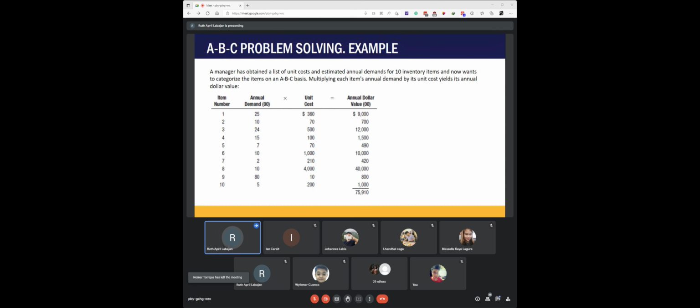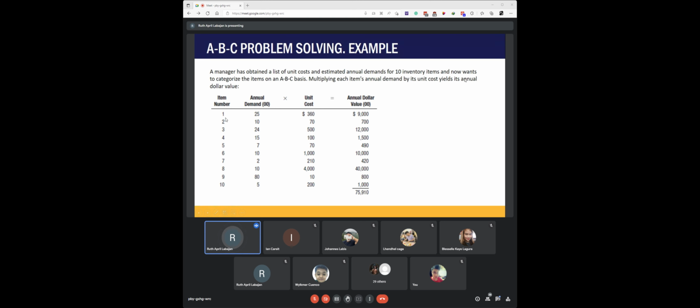So here's an example. You have items 1 to 10. Okay, different types of items. Item 1, 2, 3, up to 10. Okay, then 10 different inventory items in your company. And for each item, we have the annual demand. Okay, let's say item number 1, its annual demand is 2,500. Then the unit cost of that item is $360. So what you want to do is get the annual dollar value. How to get the annual dollar value: you multiply the annual demand times the unit cost.